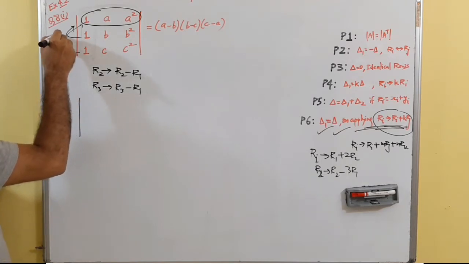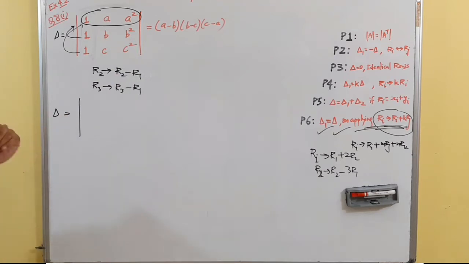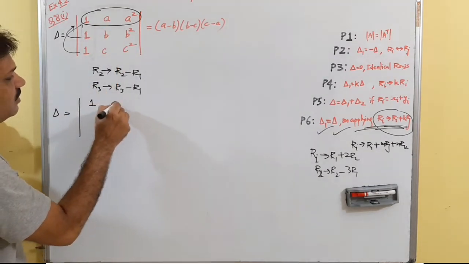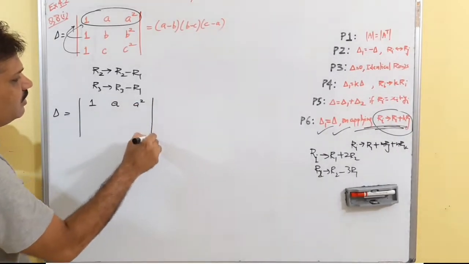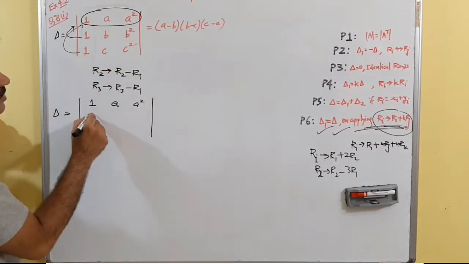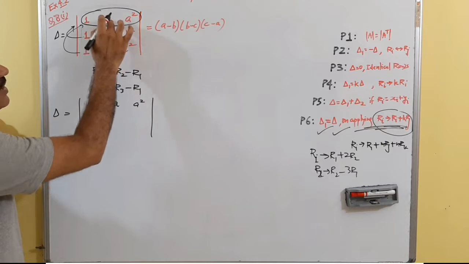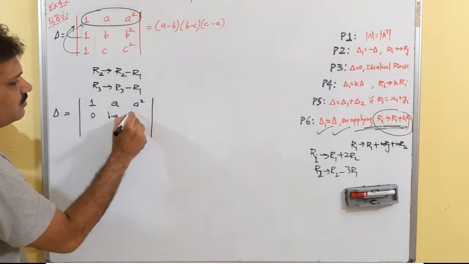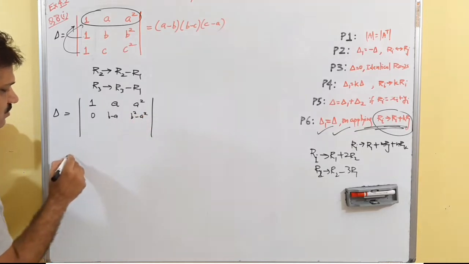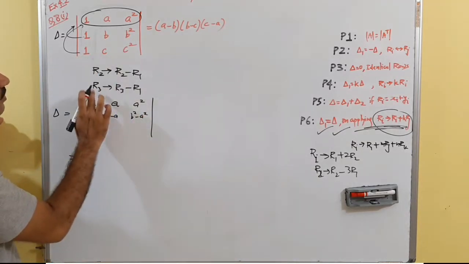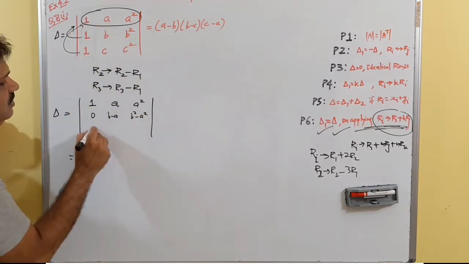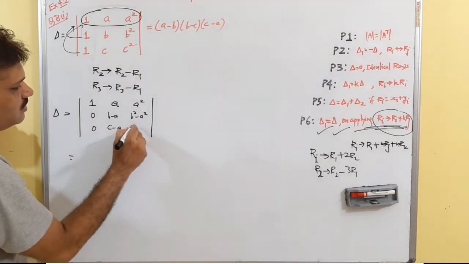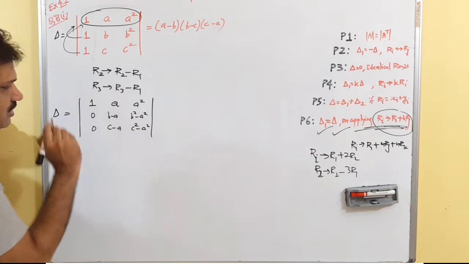first of all we will name the determinant delta. So now our delta becomes: R1 is unaltered, that is 1, a, a square. In R2, 1 minus 1 is 0, then b minus a, b square minus a square. The third row becomes 1 minus 1 is 0, c minus a, and c square minus a square.